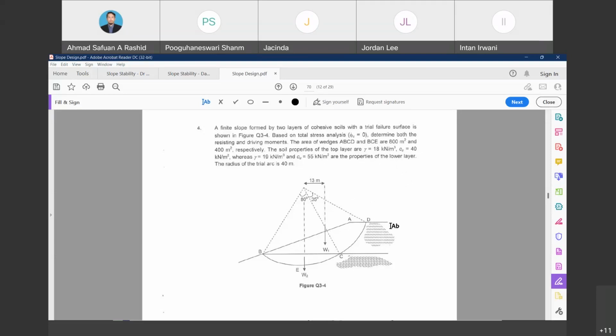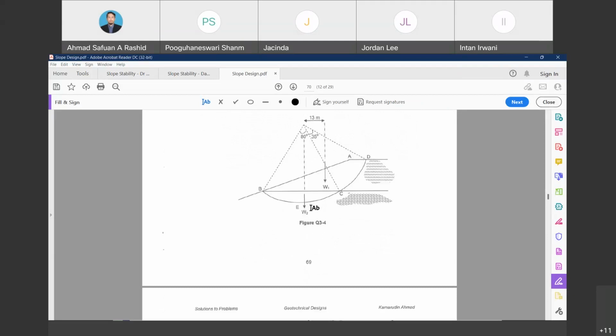So ABCD is 800 meter square, while BCE is 400 meter square. Then to get the W, we just multiply 800 with 18 and 400 with 19. For the c_u, 40 and 55 are provided. In this case, we already know the angle of BC and the angle of CD. So c_u times L_A times R is the resisting moment, while W times d is the driving moment. For W2, because it acts through the origin of the arc, there will be no driving moment for W2. So we only have W1 in the calculation.